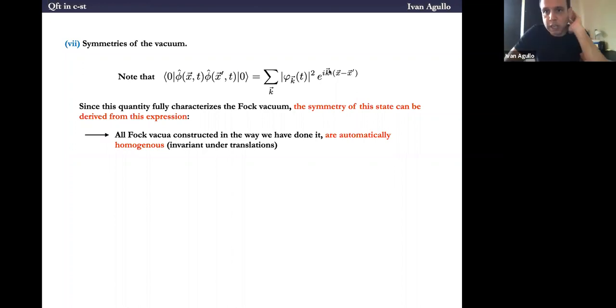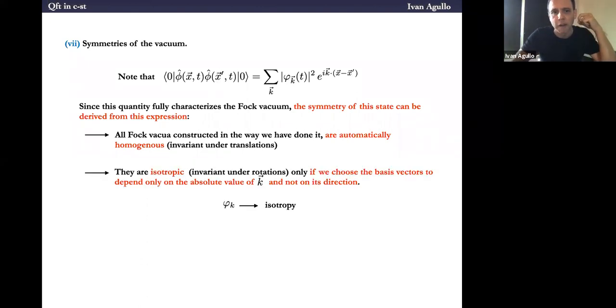Rotations: in the exponential, we have a spatial dot product. And spatial dot products are invariant under rotations. So the exponential is invariant under rotations. However, we have here k vector dependence. So this part is not invariant under rotations. So the vacuum is not invariant under rotations, unless we choose the same phi for all directions. So if you are careful enough, and when you choose your complex structure or your basis, you make sure you choose the same no matter what direction of k is, then your vacuum will be rotationally invariant. So they are isotropic, invariant under rotations, only if we choose the basis vectors to depend only on the absolute value of k and not on its direction.